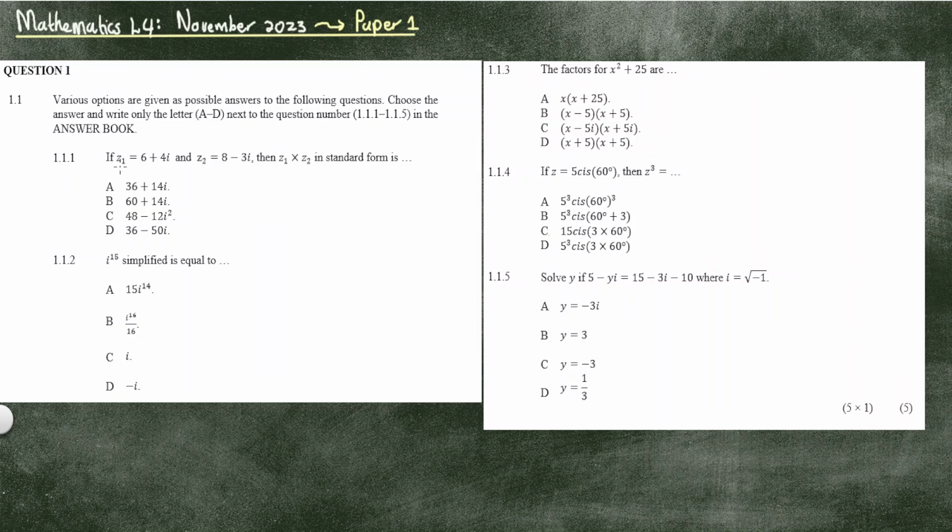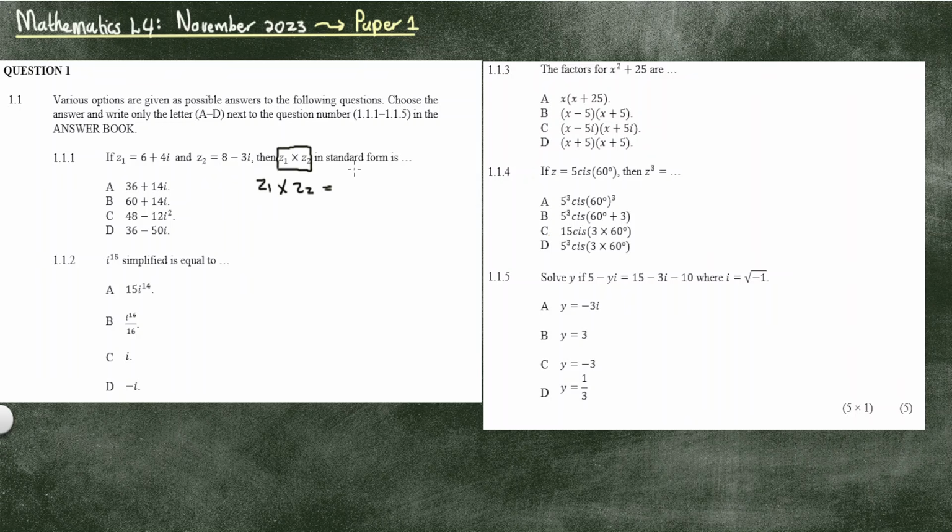1.1.1, we are given Z1 as being 6 plus 4i, Z2, it's 8 minus 3i. Then they are asking us to calculate Z1 times Z2 in standard form. So the answer is going to be A, B, C, or D. So the best way to answer this question would be to take the Z1 and Z2 and multiply them and get the answer. So Z1 multiplied by Z2.